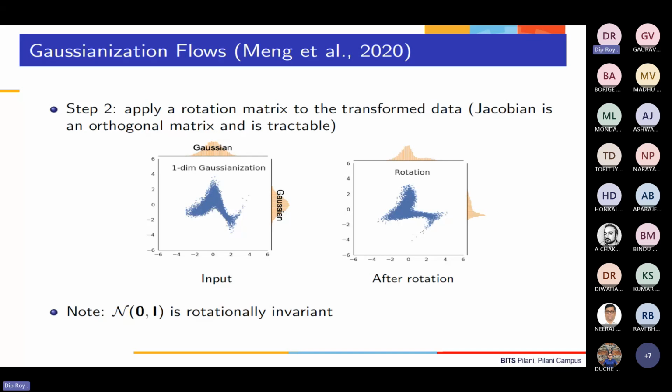Now here you will apply a rotation matrix, similar to a PCA, to the transformed data. Rotation preserves the Gaussian shapes. It does not change them, but it changes how the dimensions depend on each other, similar to a PCA. So it can straighten out some nonlinear dependencies, and after the rotation the data becomes more independent.